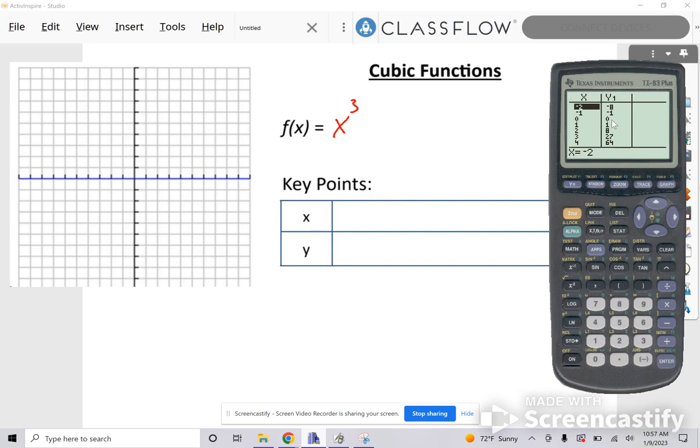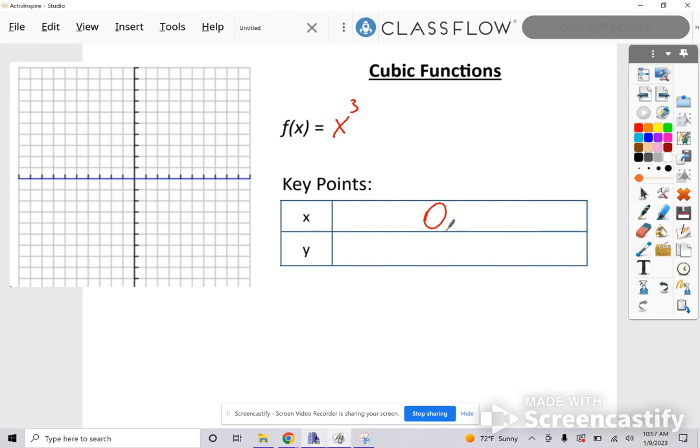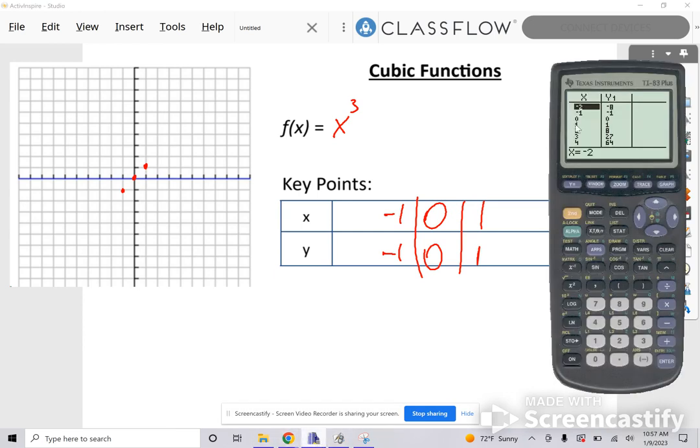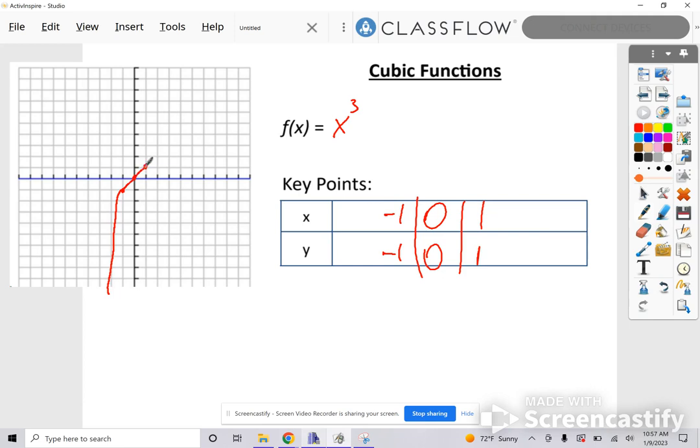We find that we also go through 0, 0 here. So 0, 0, -1, -1, and 1, 1. Which if I plot those points, gives me this, which kind of looks like a straight line. Now let's just verify that by going into our graph. And we find it's not. Okay, we got this nice curve going. So let's draw a little curvy here. I like to call these my squiggles.